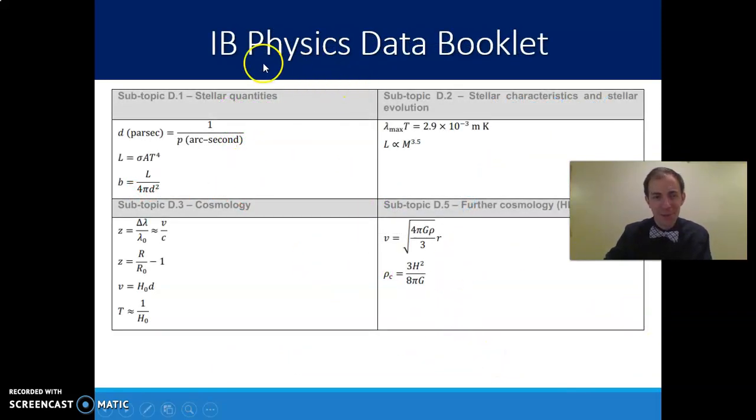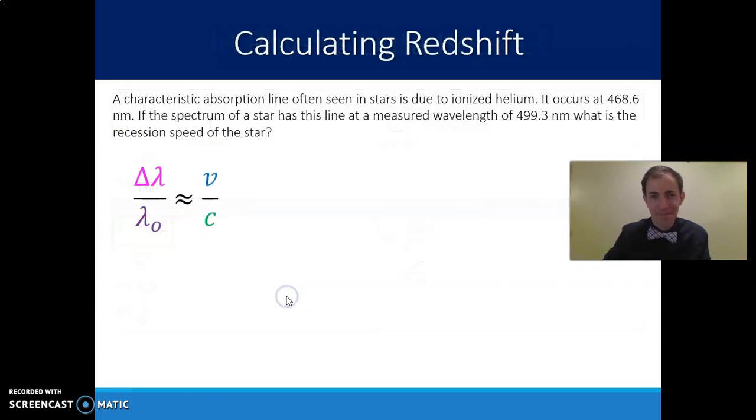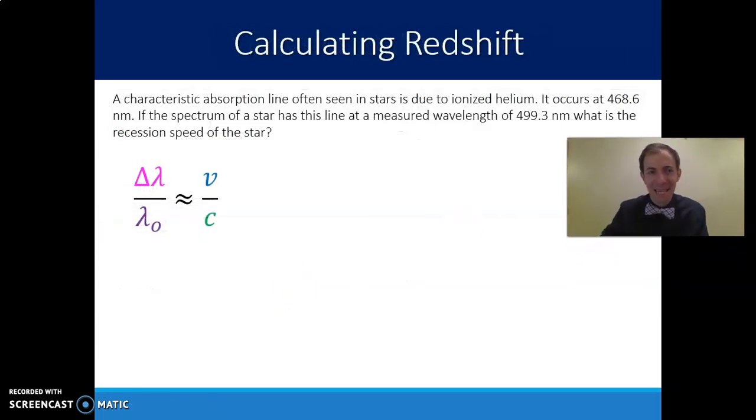This equation, this relationship, is found in your IB physics data booklet. It shows up right here, the first equation in our cosmology subtopic. So we can calculate this. Let's see an example of it. A characteristic absorption line often seen in stars is due to ionized helium. It occurs at this particular wavelength, 468.6 nanometers. If we look at the spectrum of the star, however, we see this known helium line to be at a slightly different wavelength, 499.3 nanometers. What is the recession speed of the star?